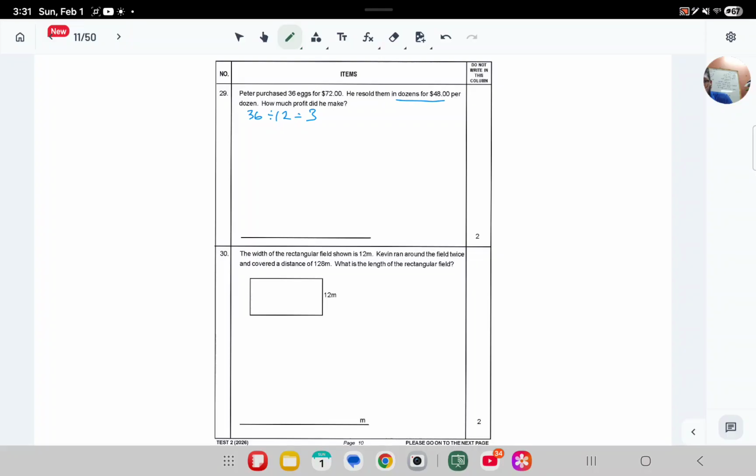And he sold 1 dozen for $48. So 3 dozen eggs is equal to 48 multiplied by 3, which is equal to 144. So he earned $144 after selling them. We want to calculate the profit, and profit is equal to the selling price, take away the cost price, so the amount he earned, which is 144, take away the amount that he paid for it, which is 72, and that will leave us with $72. So he made a $72 profit.